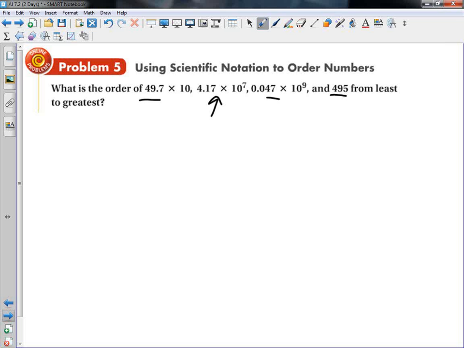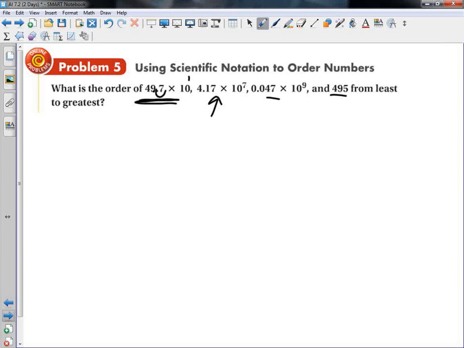Okay, so let's try to fix all of these. Let's start off with this one here, that first one there. Right now it's 49.7 times 10. Well, they didn't move the decimal place the correct amount of times. If we take this one and try to write it back in standard form, this is 10 to the first power, which is positive, so we want to make this number bigger, which means that we would move it that way.